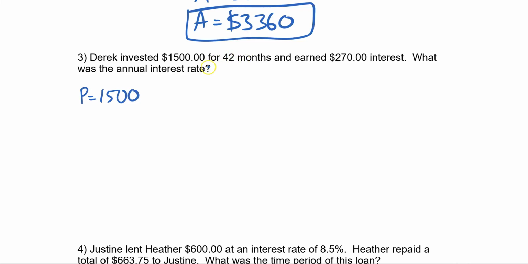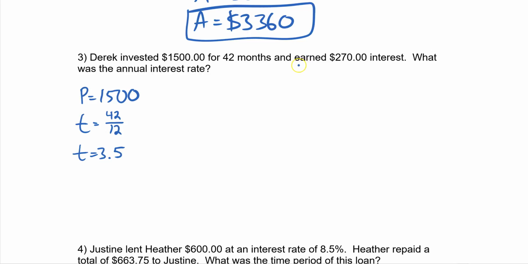Now, 42 months is the amount of time, but our variable t for this equation has to be in years. Very important that you do that. So 42 divided by 12, our time in years will be 3.5. Try to keep that time amount exact. 42 divided by 12 is exactly 3.5 years.